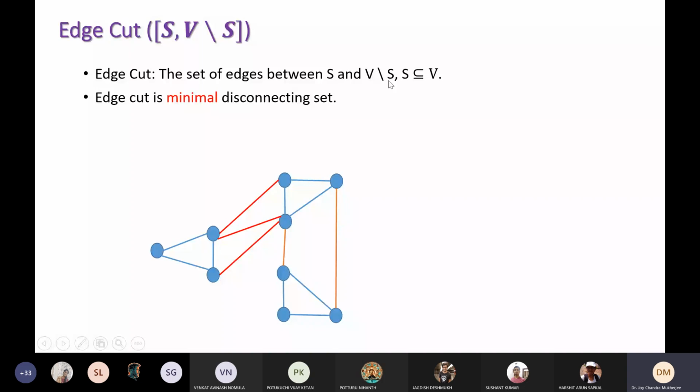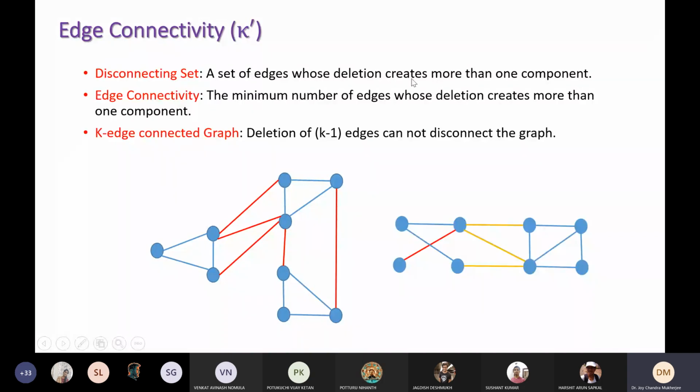So यहाँ पे बोल रहा है कि a set of edges whose deletion creates more than one component. It may be 3, it may be 4, anything. But for an edge cut, it must be 2. A set of edges whose deletion creates exactly two components. Say for example here in this graph, these 3 edges constitute an edge cut, or these 2 edges constitute an edge cut. But if you take all these 5 edges, it is not an edge cut because it creates 3 components.